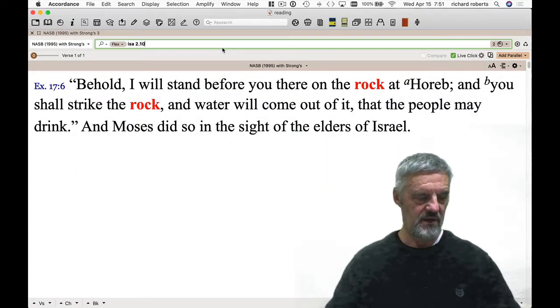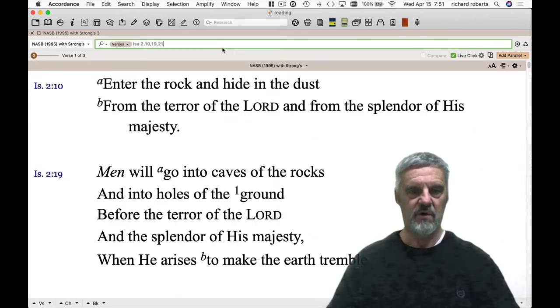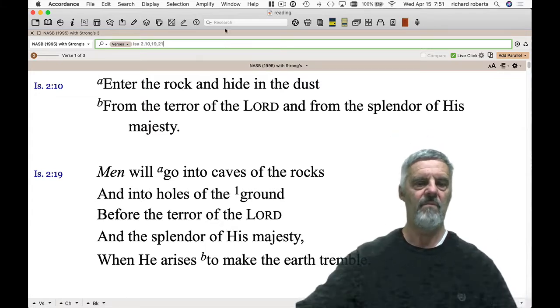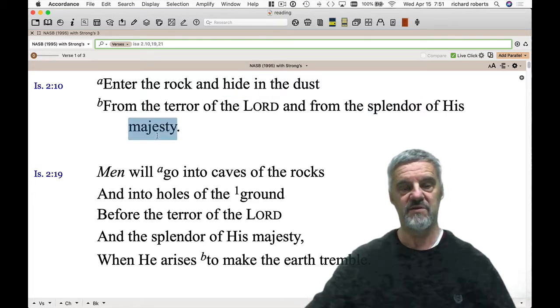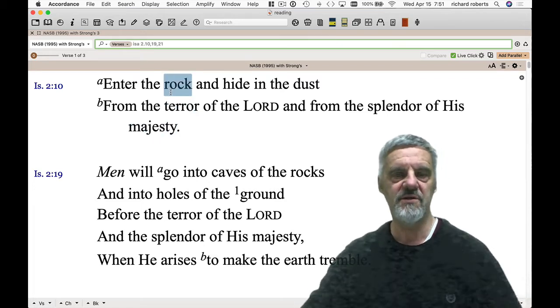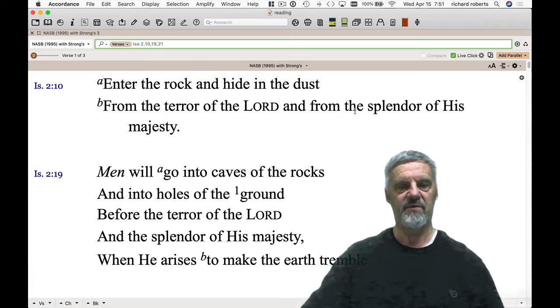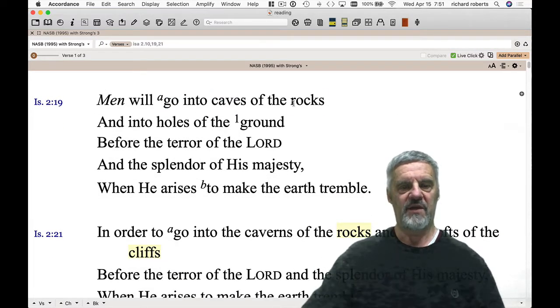Isaiah chapter 2 has, let me see, verse 10, verse 19, and verse 21. So here are some illustrations of what we're talking about. Enter the rock and hide in the dust from the terror of the Lord and the splendor of his majesty. So here you can see a rock is a place where a person can hide. Of course, if you're hiding from the terror of the Lord, you're not going to be able to escape that. But anyway, verse 19, men go into the caves of the rocks.